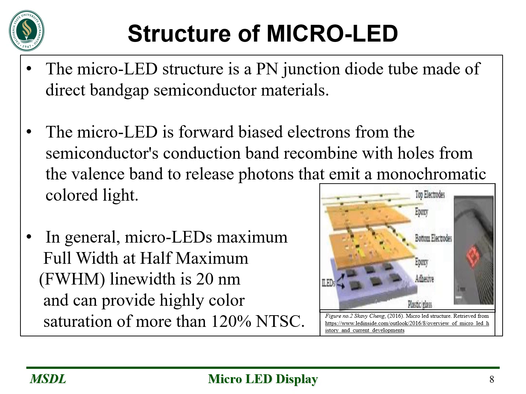About the structure of micro LED. The micro LED structure is a PN junction diode made of direct bandgap semiconductor materials. When the micro LED is forward biased, electrons from the semiconductor's conduction band recombine with holes from the valence band to release photons that emit monochromatic colored light. In general, a micro LED's maximum full width at half maximum line width is 20 nanometers, and it can provide highly saturated color of more than 120% of NTSC.